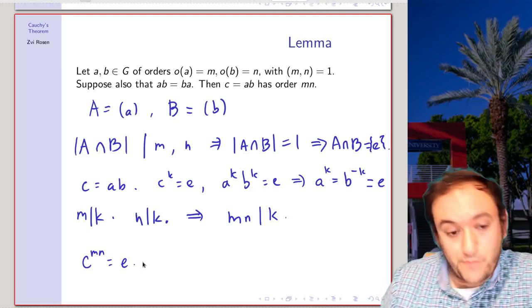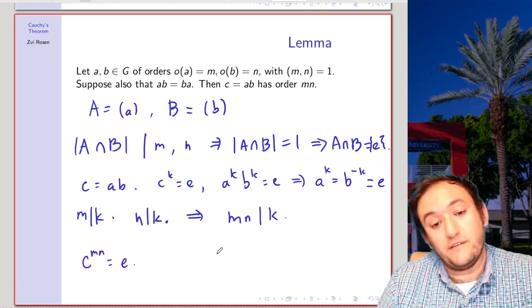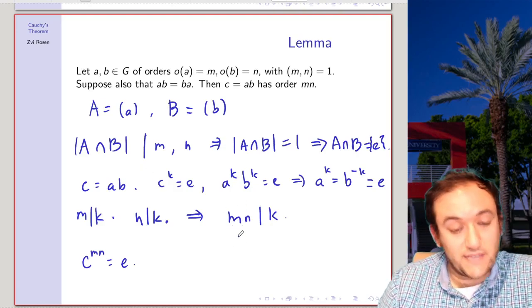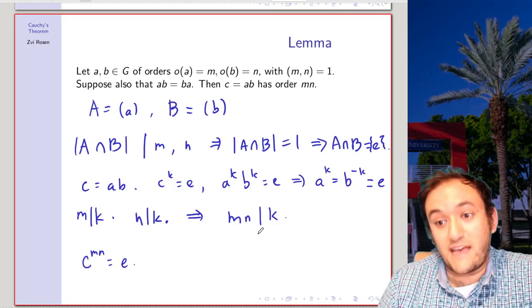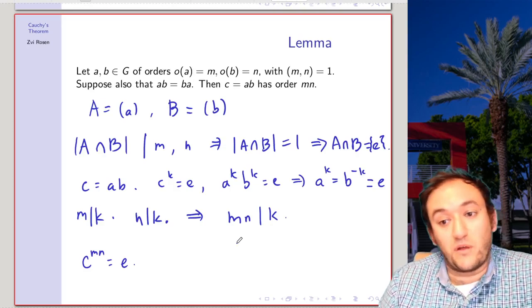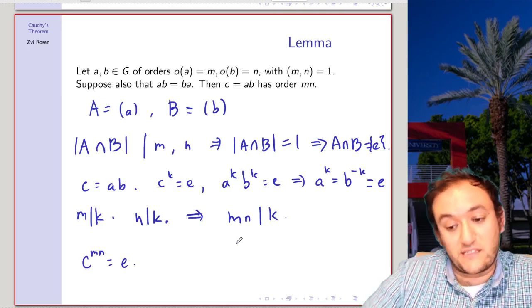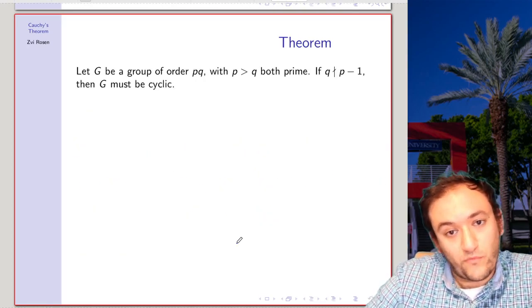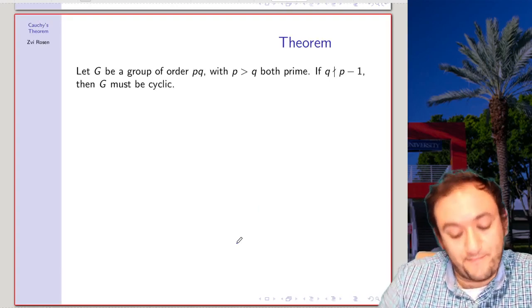Okay? Because mn divides k, and any exponent for which this works has mn as a factor, that means mn will be the smallest integer achieving this, so that's the order. Okay, now we can prove our theorem.